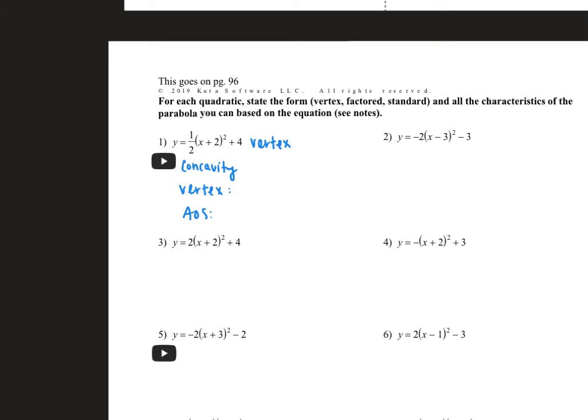So concavity, we're looking at the letter A, which is 1/2, and since that's positive, it's concave up because A is greater than 0, or A is positive. The vertex, we are looking at H and K. So H is -2, K is 4, so my vertex is -2, 4. And my axis of symmetry is x equals h, so x equals -2.